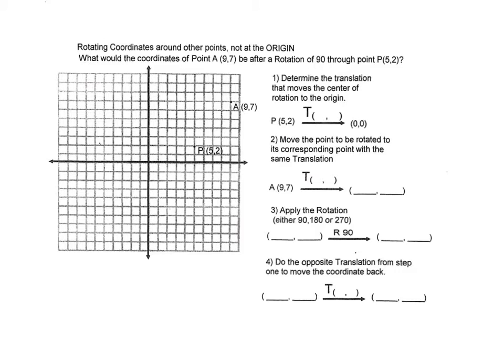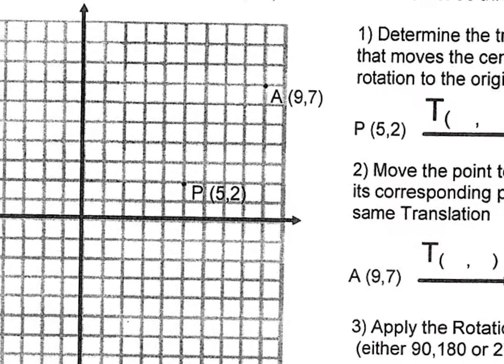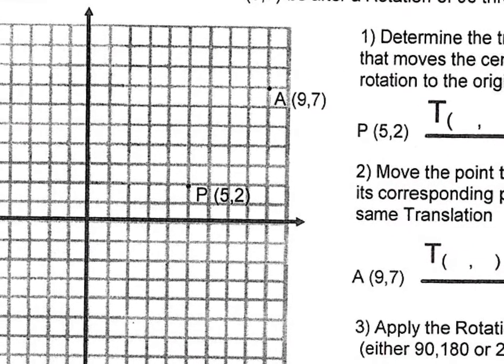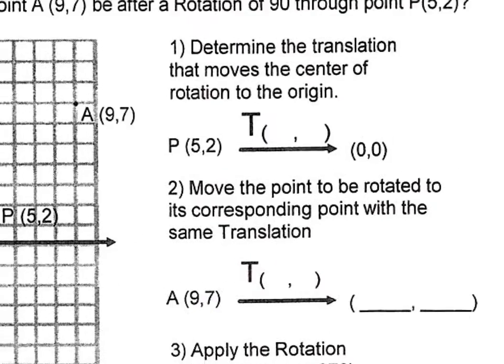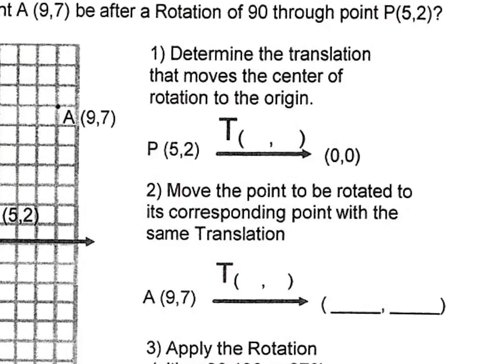In this case, we are going to try and rotate point A through the point P, which is (5, 2). I'm going to zoom in so that we can look at it. We are trying to rotate the coordinates of A through point P, and it's unclear because there is no rule to rotate through the coordinate (5, 2). So I've come up with a set of rules that we're going to follow, and then we are going to graph it after.